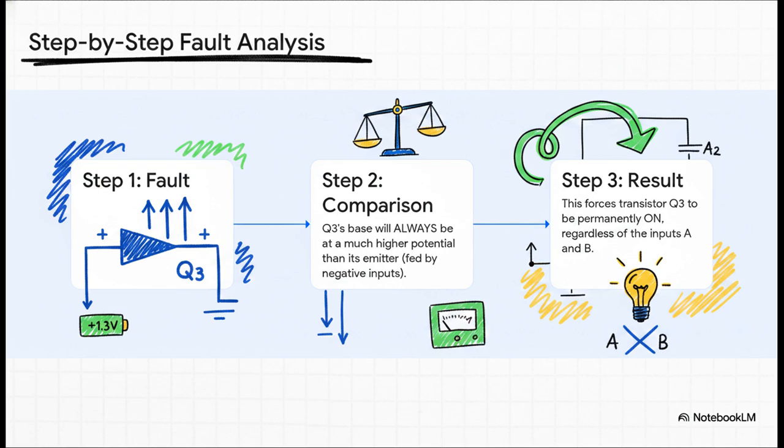Let's break it down. The base of Q3 is now clamped at a high positive voltage, plus 1.3 volts. Meanwhile, our inputs, A and B, are switching between negative 0.9 and negative 1.7 volts. What does that mean? It means the base of Q3 will always be at a much, much higher voltage than its emitter. There's no way around it, and that forces the transistor Q3 into a permanently on state no matter what the inputs are doing.